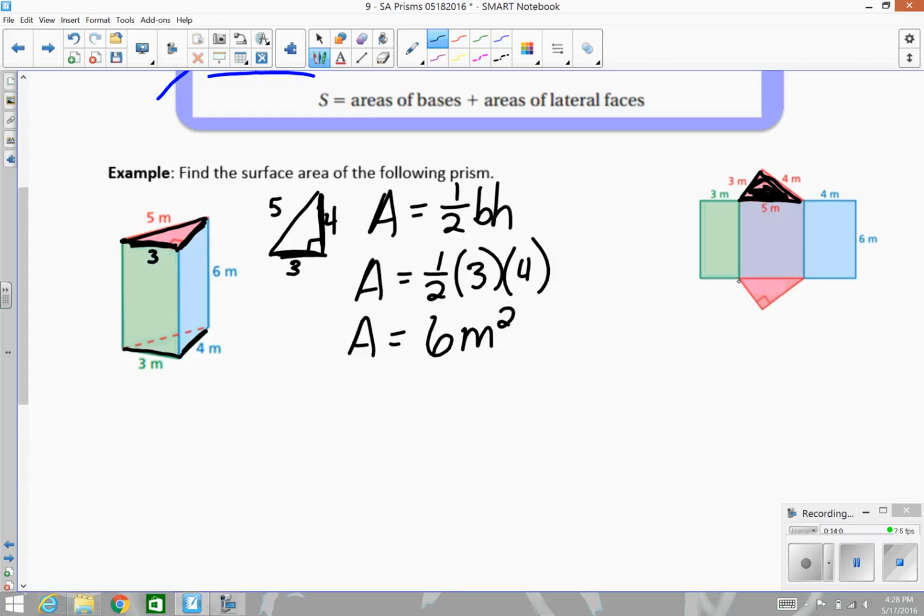But notice we have 2 triangles because there are 2 bases. So we have this times 2. So I've accounted for both of those. Now I need to account for the 3 other sides.